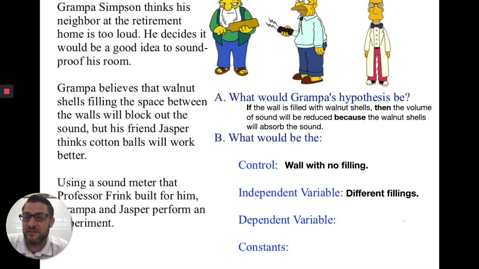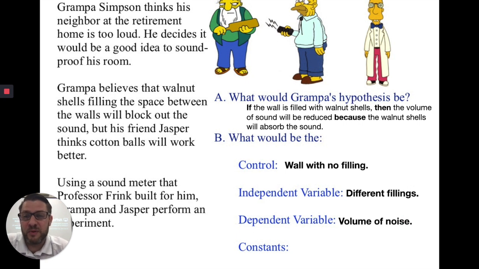Next, we need to ask ourselves, what is the dependent variable? Remember, the dependent variable is also called the responding variable. This is the factor that we're measuring. So what are we measuring in this experiment? We're going to be measuring the volume of the noise coming through the wall. The scientific unit for measuring volume, the loudness of a sound, is called decibels.